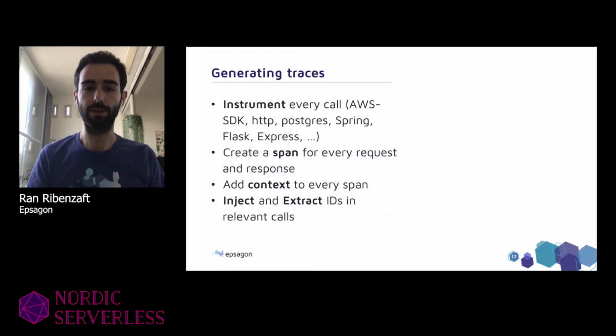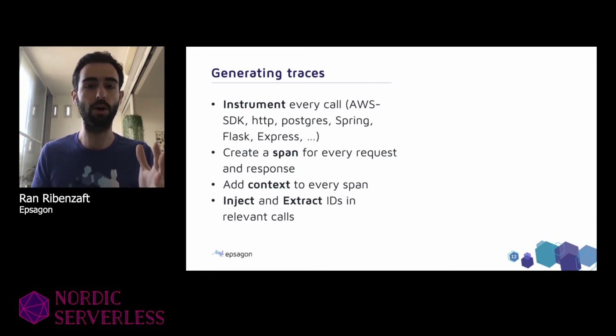In order to generate traces, we need first to instrument every call. It means that every time I'm calling the AWS SDK, making HTTP calls, calling PostgreSQL, or every time I'm having an incoming request to my Flask or Express or Spring, I need to be able to capture the information in an automated way. That's called instrumentation. Now, when I have a way to capture it, I need to create a span, and this is from the terminology of OpenTracing. A span tells me you have this operation on this resource for this amount of time.